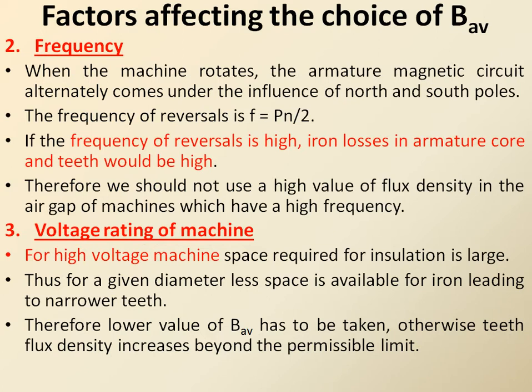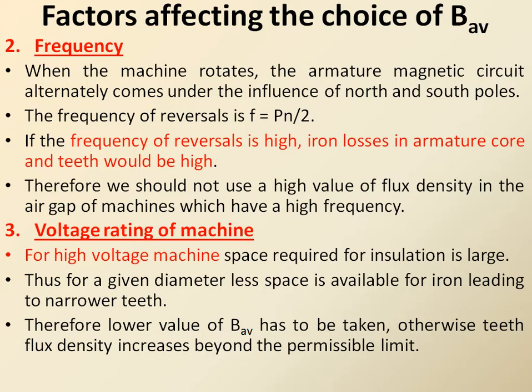As we know, when the armature of the DC machine is rotating, the armature alternately comes under the influence of both North Pole and South Pole. In one rotation of the armature, it faces P by 2 magnetic reversals, where P is the total number of poles.